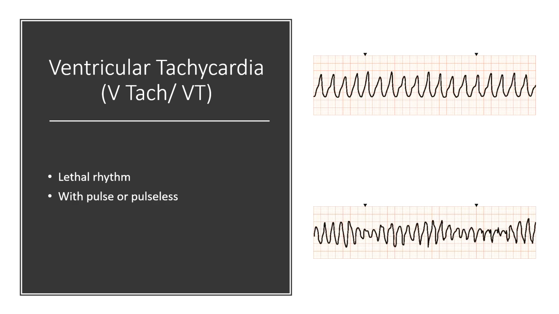And then these are lethal rhythms. So we have ventricular tachycardia, or sometimes called VTAC. Typically, this is going to be a situation where your patient is not going to be perfusing. They might have a pulse to start, but your heart rate can't really tolerate that. This is a very fast rhythm. So this is not going to be a good perfusing rhythm.